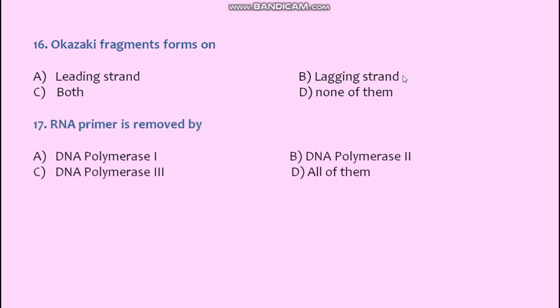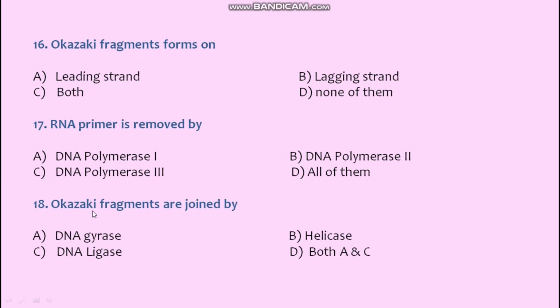Next question. RNA primer is removed by DNA polymerase 1, 2, 3, all of them. So RNA primer is removed by DNA polymerase 1. So our correct option is option number B. Next question is, Okazaki fragments are joined by gyrase, helicase, ligase, both A and C. So the Okazaki fragments are joined by DNA ligase. So our correct option will be option number C, because helicase enzyme helps in unwinding of two strands of DNA, and DNA gyrase helps in releasing the supercoiling that occurs due to unwinding by the helicase enzyme.